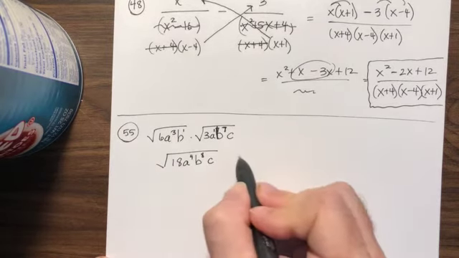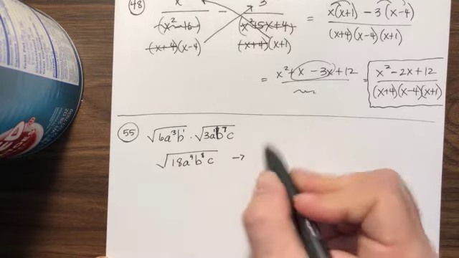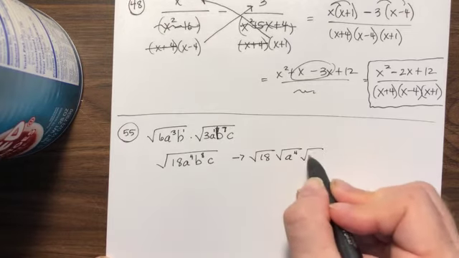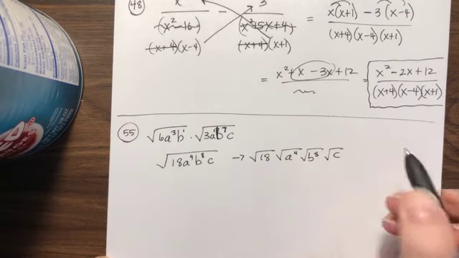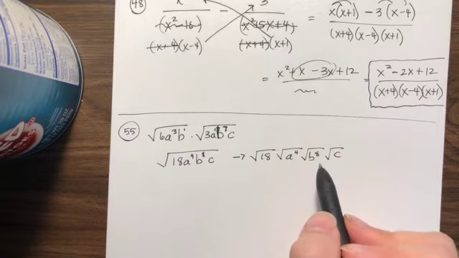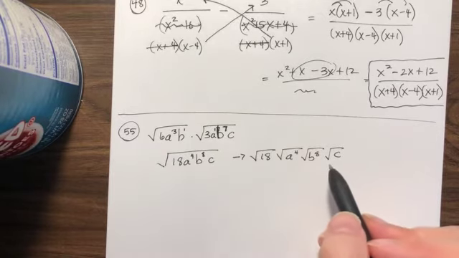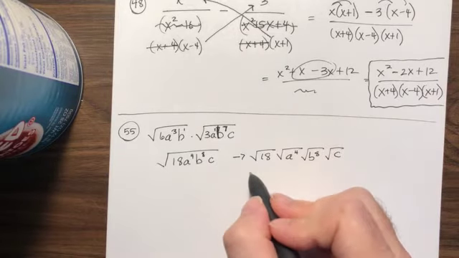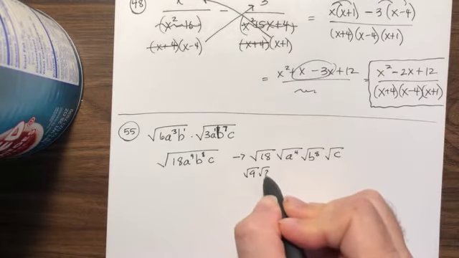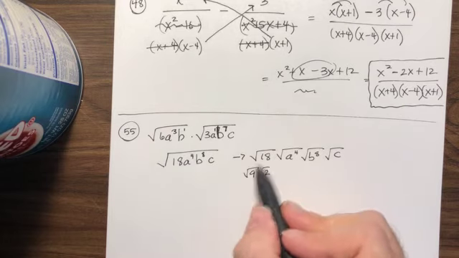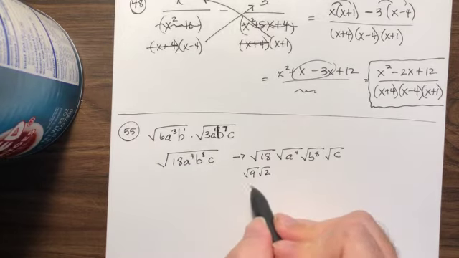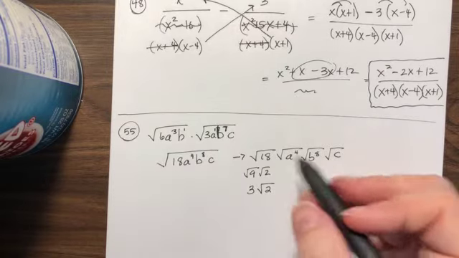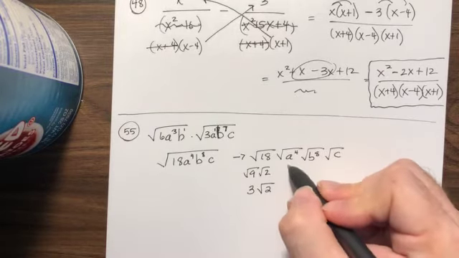Now, when I want to simplify this, I want to split it up. Square root of 18, square root of a to the fourth, square root of b to the eighth, and square root of c. They all get their own little house. And the reason I'm doing this is because each one of them could simplify. Now c doesn't, it's going to stay the way it is. But 18 splits up into square root of 9 times square root of 2, because 9 is a perfect square and can be worked on. Square root of 9 is 3. Square root of 2 stays the same.